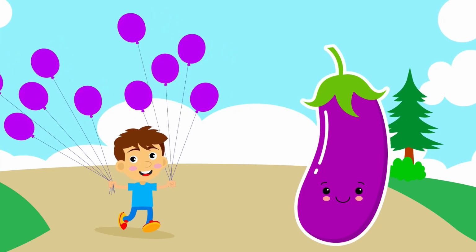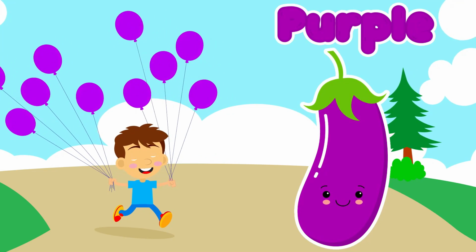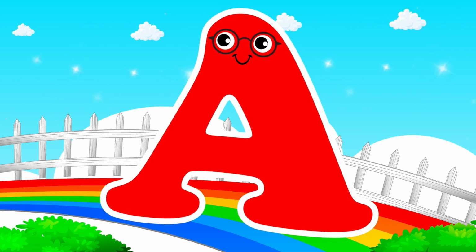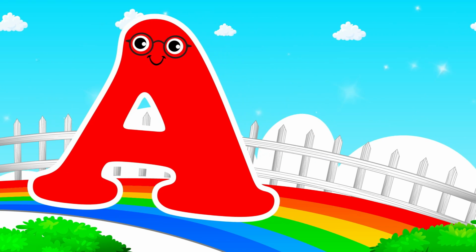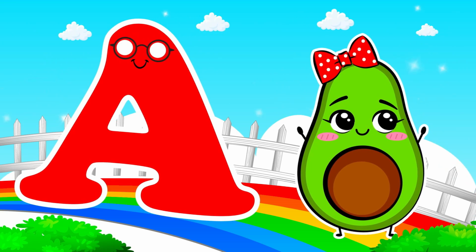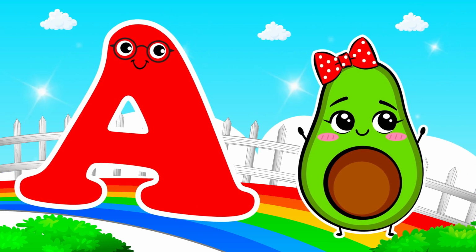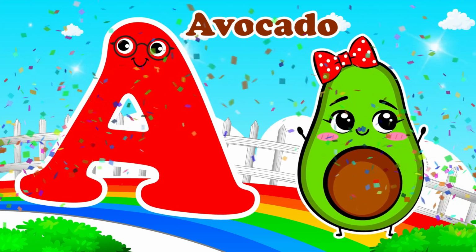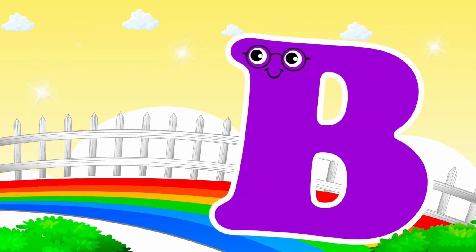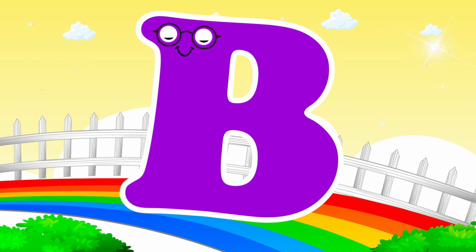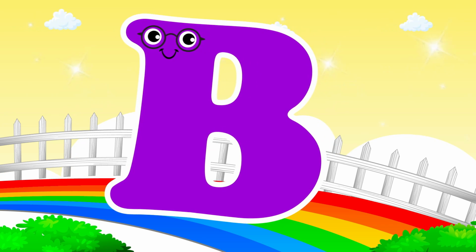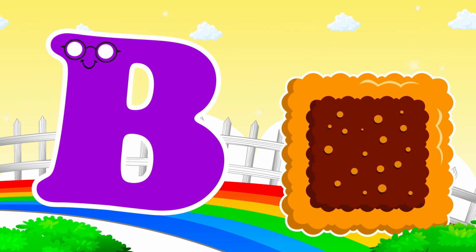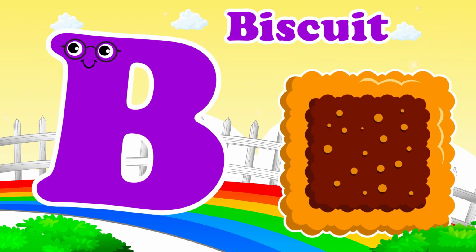The color of an eggplant? It's A. Woohoo! It's a red A. A is for avocado. Avocado. B. Woohoo! It's a purple B. B is for biscuit. Biscuit.